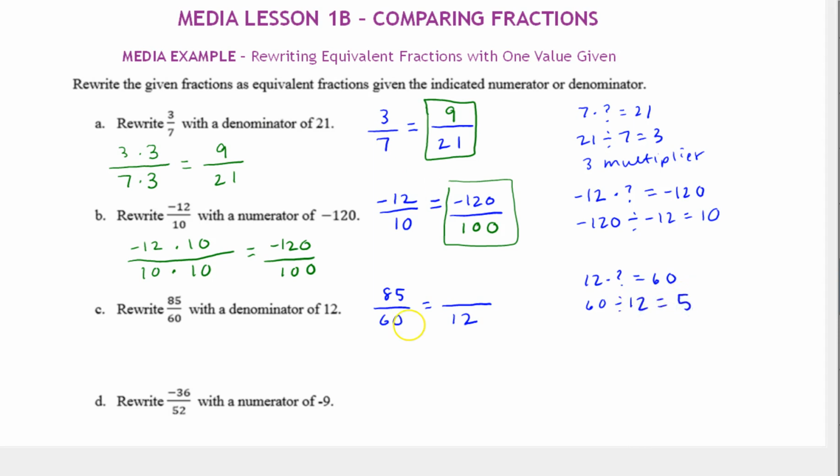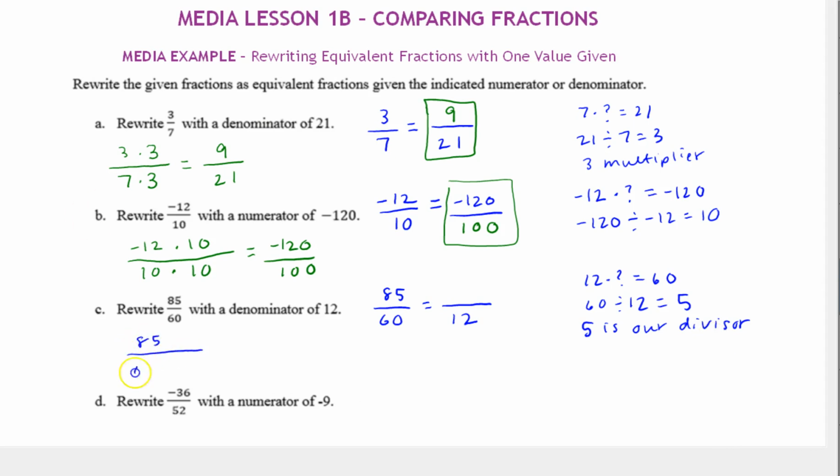Okay? But in this case, we're not going to multiply by 5 because it's going in the other direction. So we would divide 60 by 5 to get 12. So we'll also need to divide 85 by 5 to find our numerator. So here, 5 is our divisor, the number we're going to divide by. So let's do this over here.